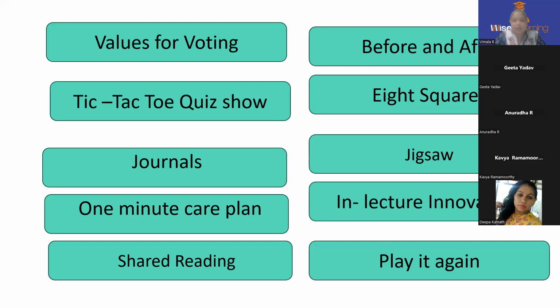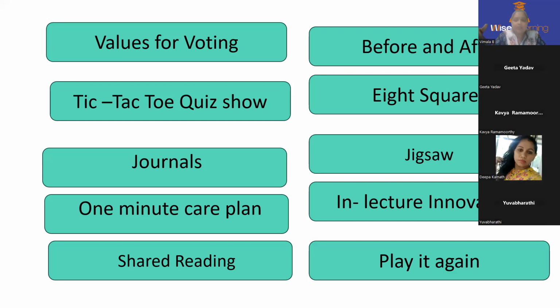This tic-tac-toe quiz show is something I conduct in my classroom. I'll divide the class into 4 to 5 groups and keep posing the questions. The correct group will get the marks, I mean 5 marks or 10 marks, as I've told you. And for the next one, the wrong answer will get minus points.